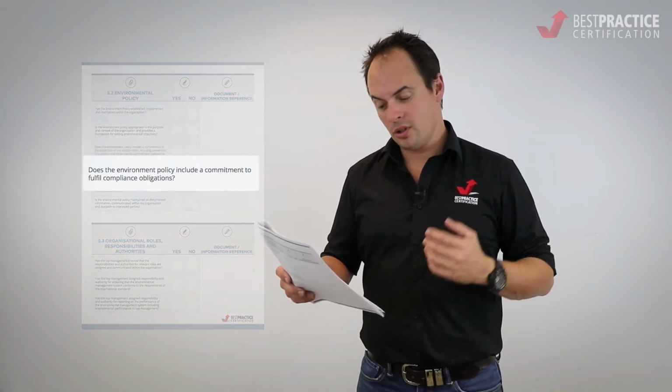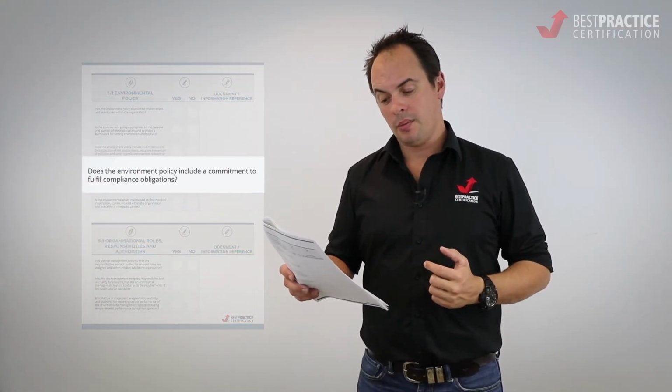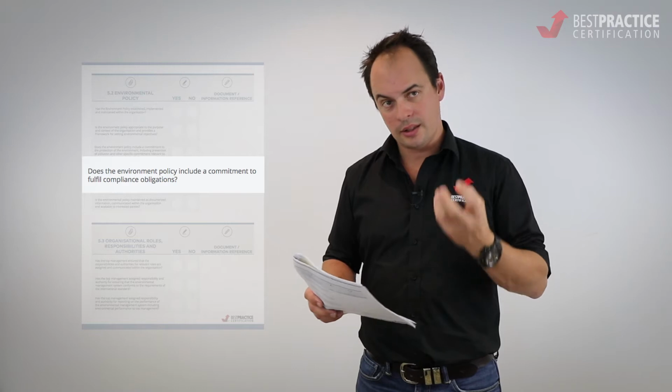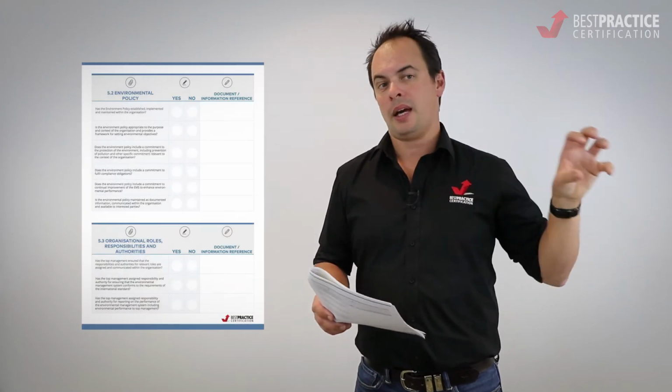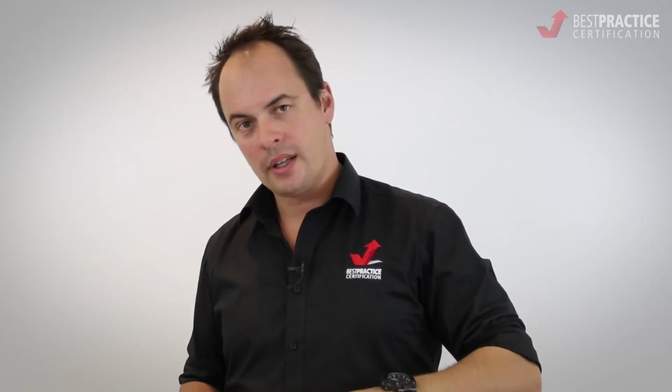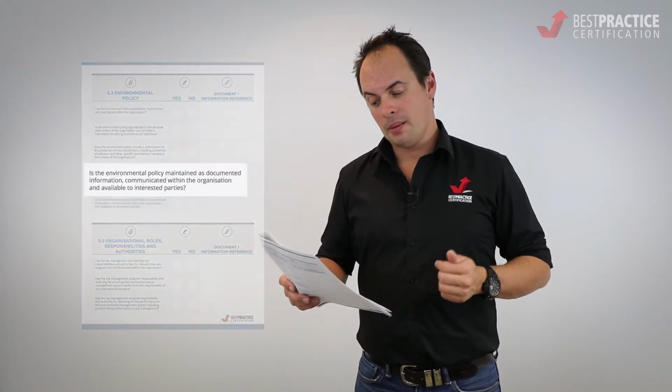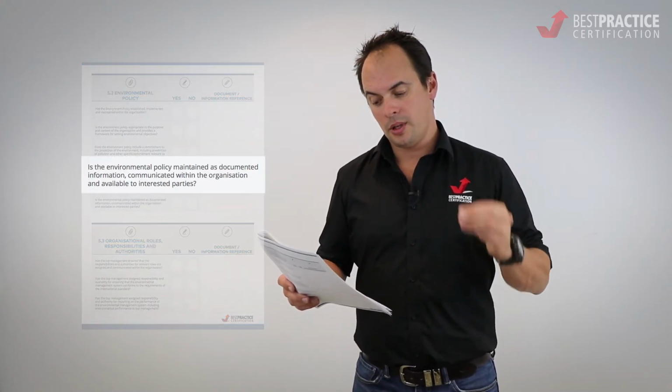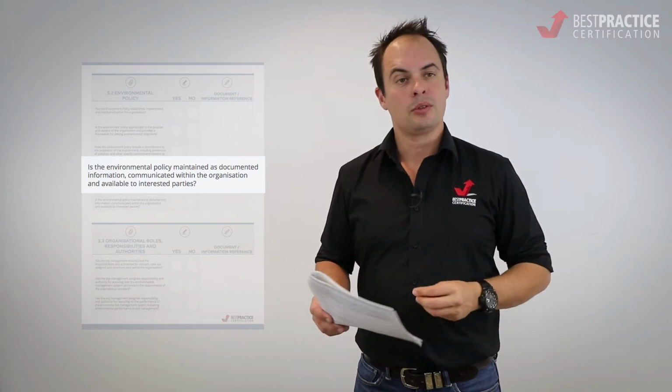So then we move into, does the environmental policy include a commitment to fulfil compliance obligations? Now, this is strengthened, and we've got to really think about our stakeholders. What have our stakeholders said? Our regulators, our customers, our suppliers, and we've got that commitment. So how do we build that out? What's the evidence that we're going to show to demonstrate that we've done that and tracked that? And then finally, is the environmental policy maintained as documented information, communicated within the organisation and available to interested parties?